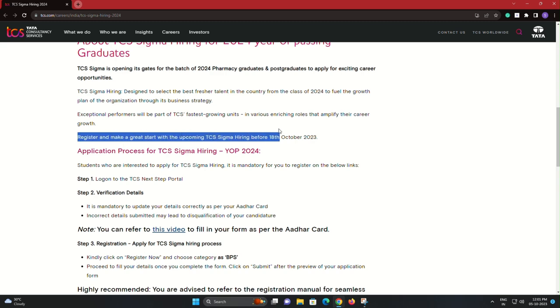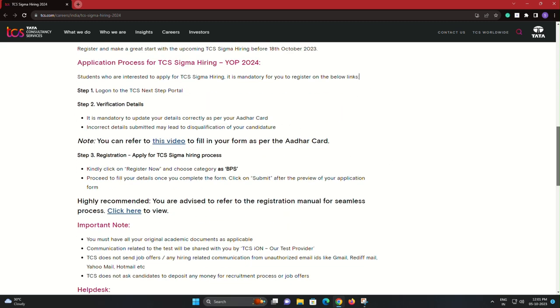TCS Sigma hiring is designed to select the best fresher talent in the country to fuel the growth plan of the organization through its business strategy.